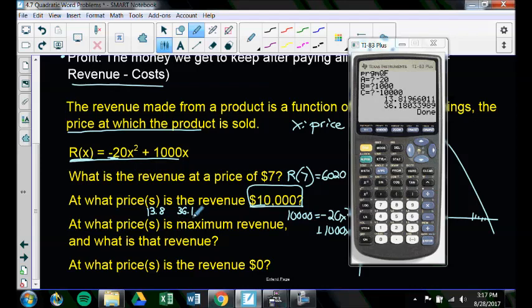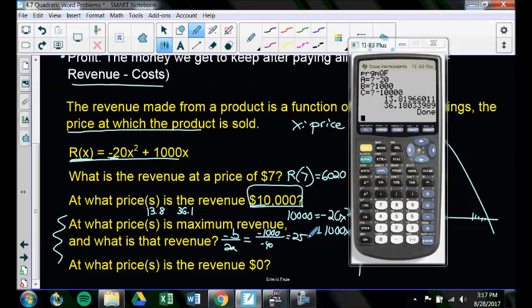But the real question we want to answer is, at what price, or prices, is the maximum revenue going to happen? What is the maximum revenue? So now we have to find the vertex. And to find the vertex, I'm going to do negative b over 2a, because we're in standard form. So that's negative 1,000 divided by negative 40, which is 25. 40 times 25 is 1,000. We want to sell it at $25.